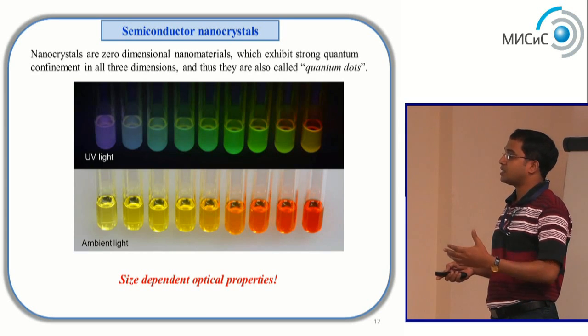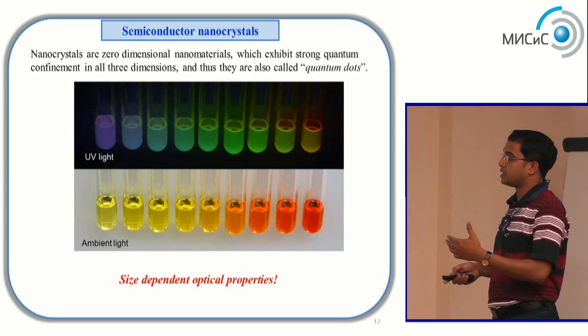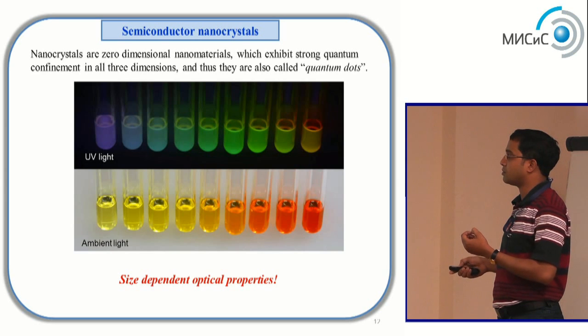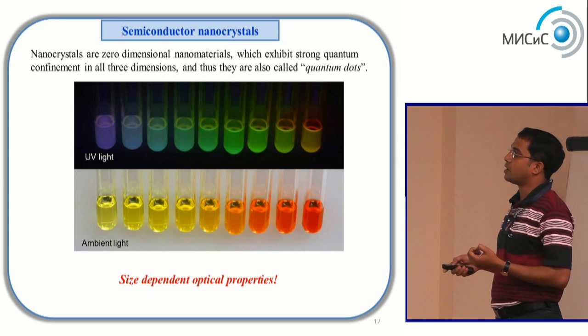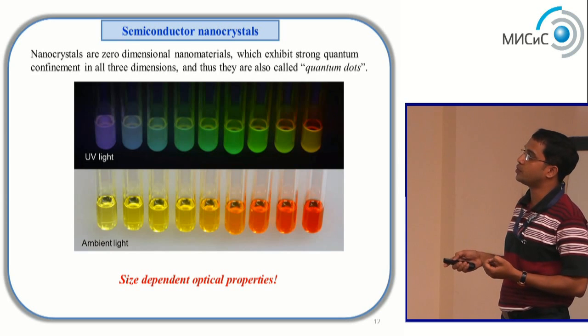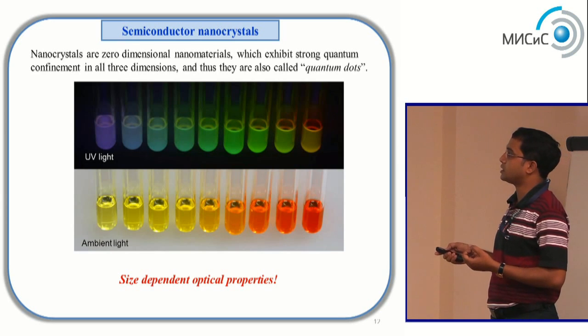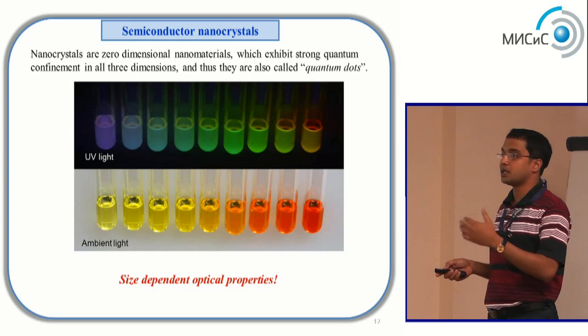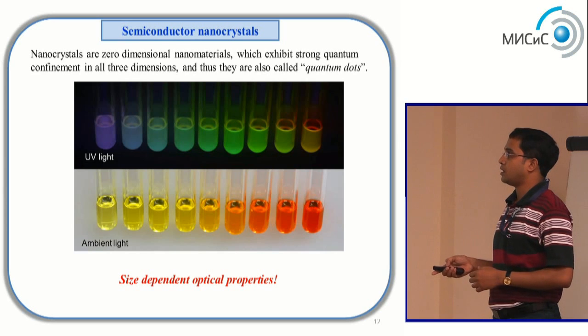After collection of the sample, this is a sample, you can see that in ambient light its colors range from light yellow to quite dark red. Under the UV radiation, you can see the total range of the spectrum, first one with the blue, up to the quite red. So it has size-dependent optical properties.